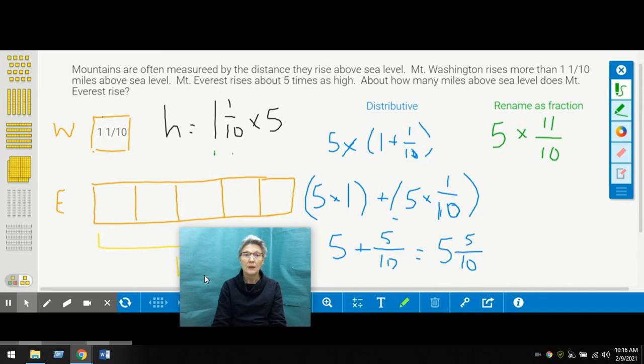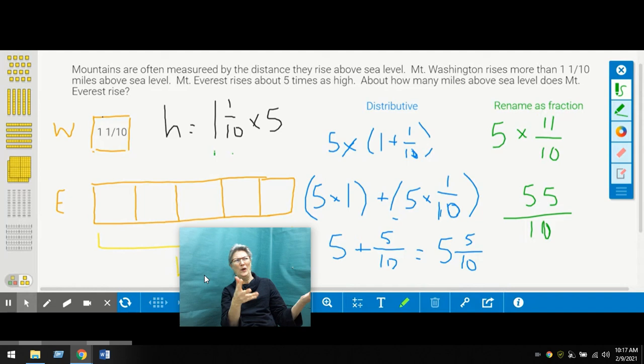So I'm going to multiply those together to get my H, or my height, my miles above sea level, and I get that 5 times 11 is 55. So I have 55 tenths. But if I said to you, Mount Everest rises 55 tenths miles above sea level, you would probably be very confused, as would I. It doesn't make sense in this situation, so we need to turn it into a mixed number.